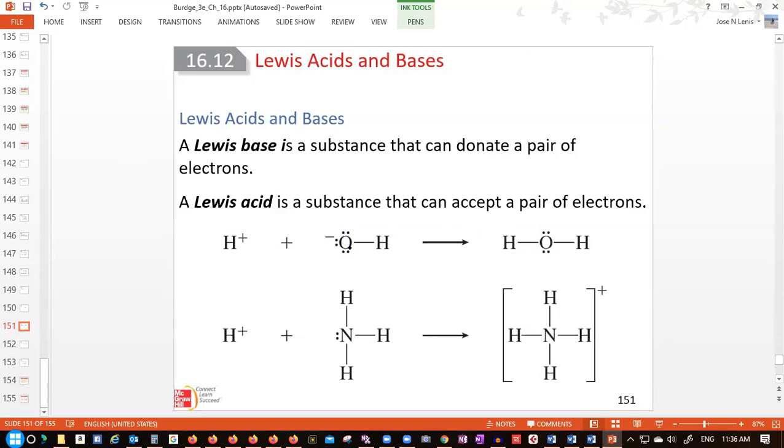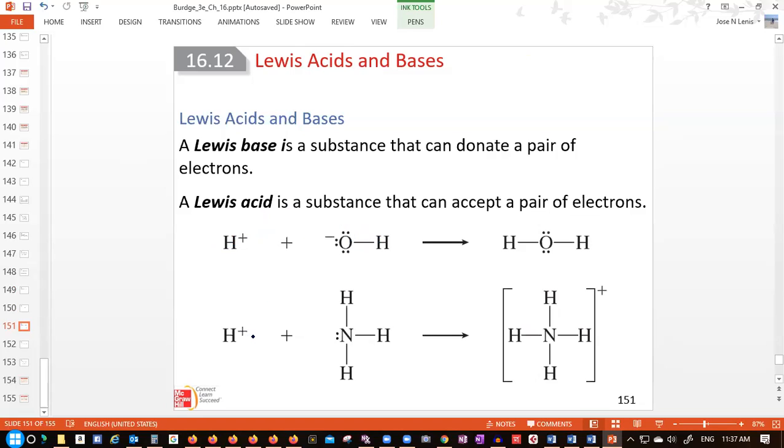These two species fall pretty well into the definition of Lewis acids and bases. H plus can accept a pair of electrons from here, and OH minus can donate a pair of electrons to here. But also, we already recognize this as an acid according to Bronsted-Lowry. Right? And this species is a Bronsted-Lowry base too. So the two definitions agree in that part.